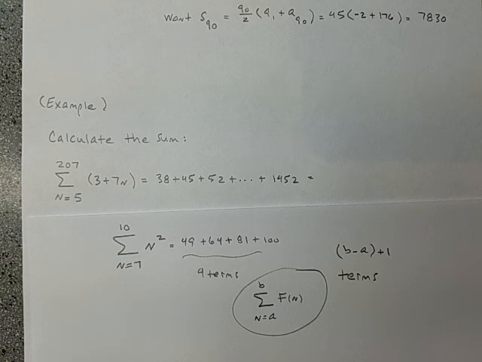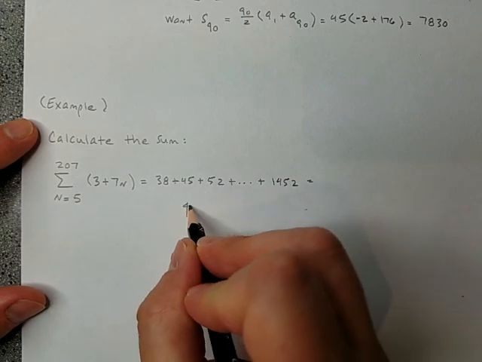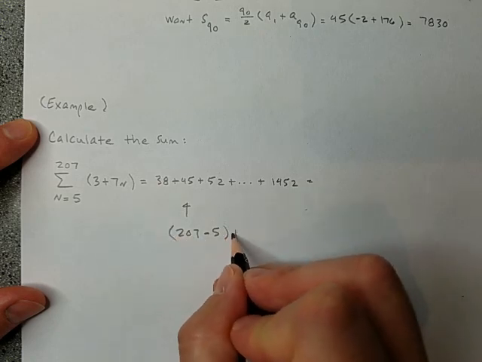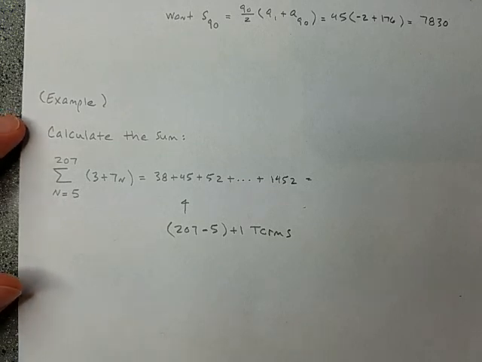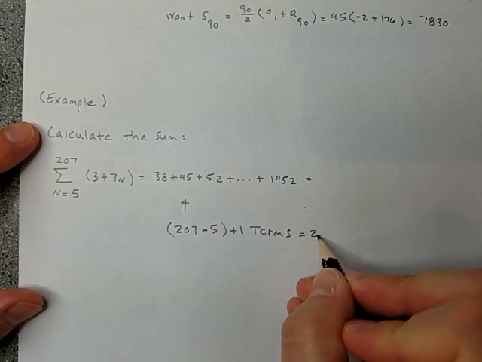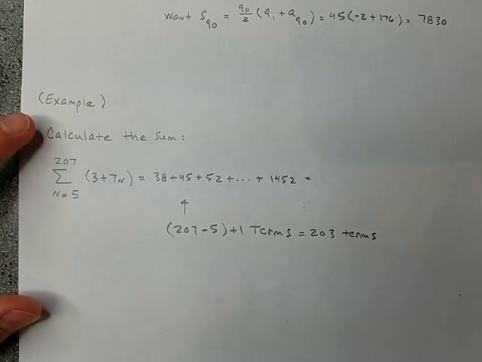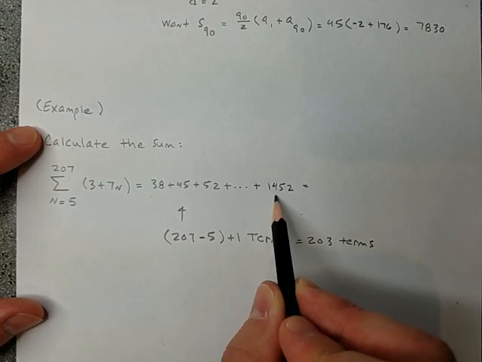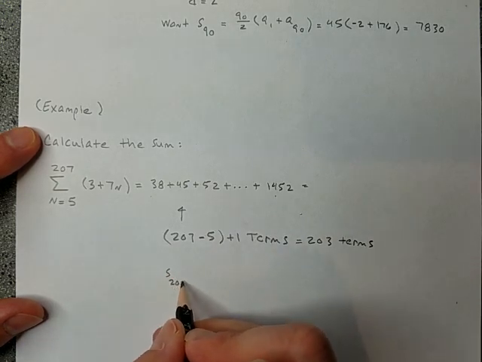That's not the only way to think about it, but it's a way that is easy for me to tell you. So in this series, there are going to be 207 minus 5 plus 1 terms that I'm trying to add together. That's 203 terms. So 203 terms is from here to there. That's the first term, and that's term 203. So here we go. We want S203.